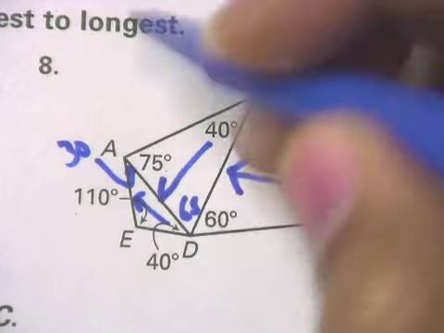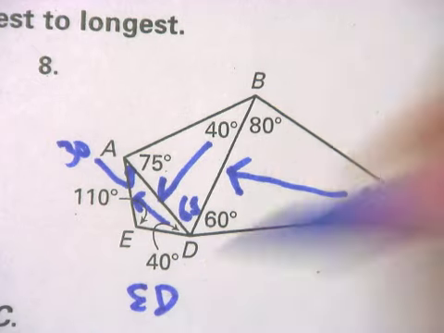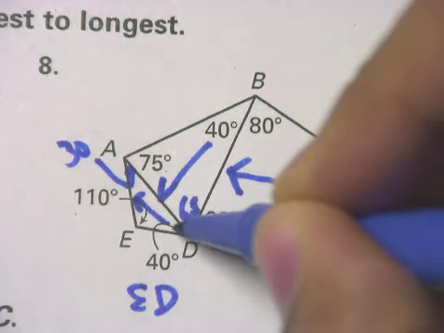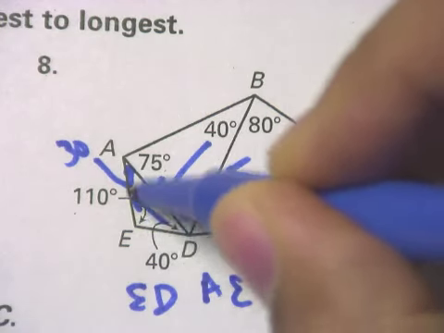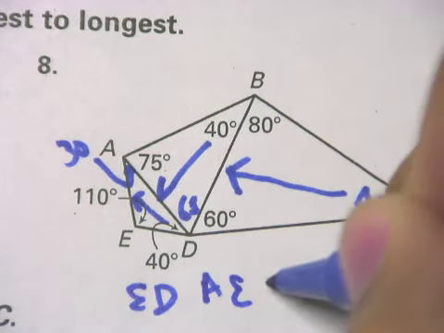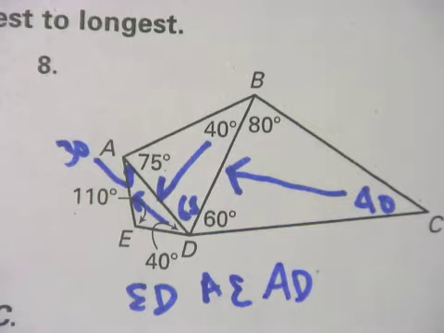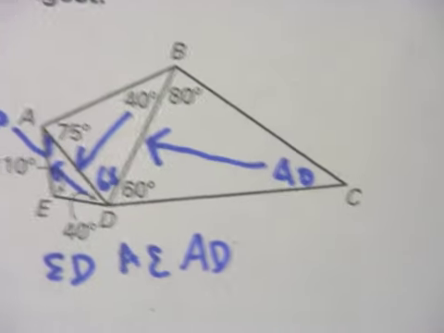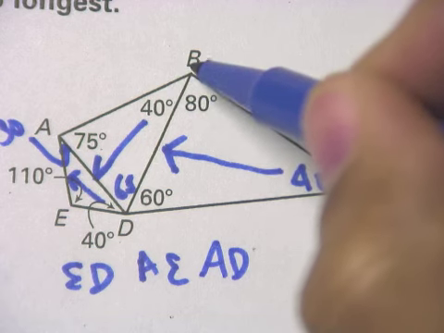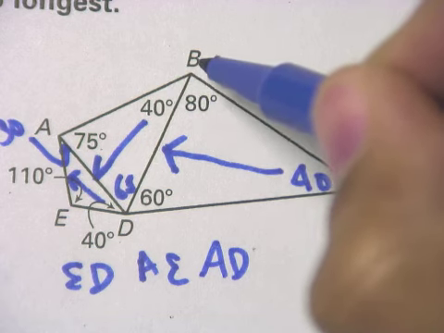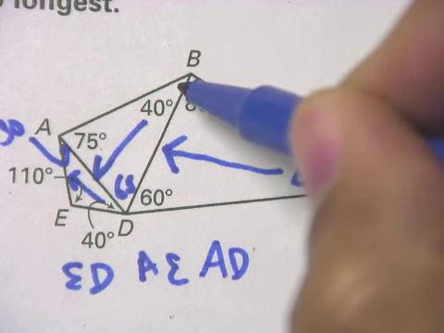So my advice, again, would be start with the smallest triangle. So if we look here, this is 30 degrees, and so I know then that ED is going to be my smallest. This is 40, so then AE is going to be my next big one. And then this 110-degree angle here is across from AD. So I've done the smallest triangle.